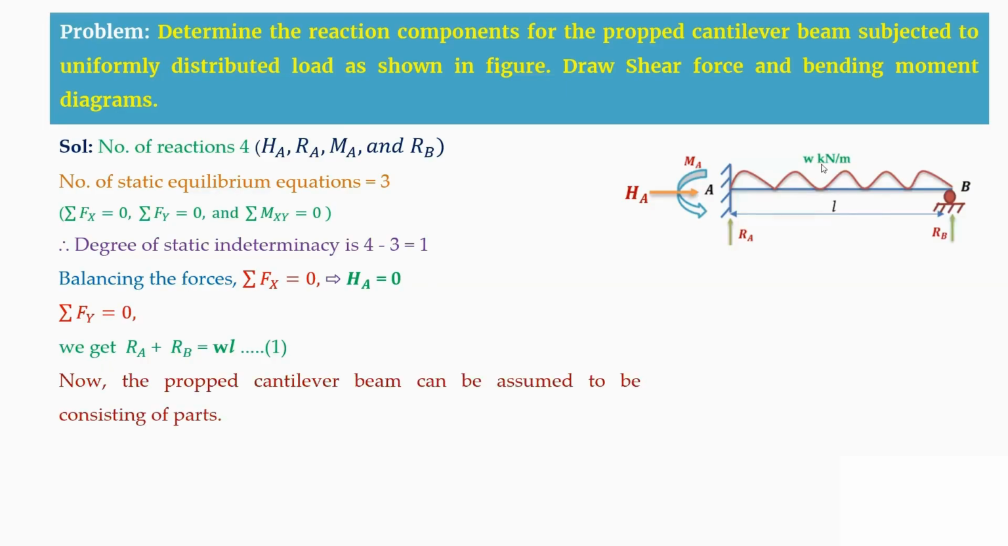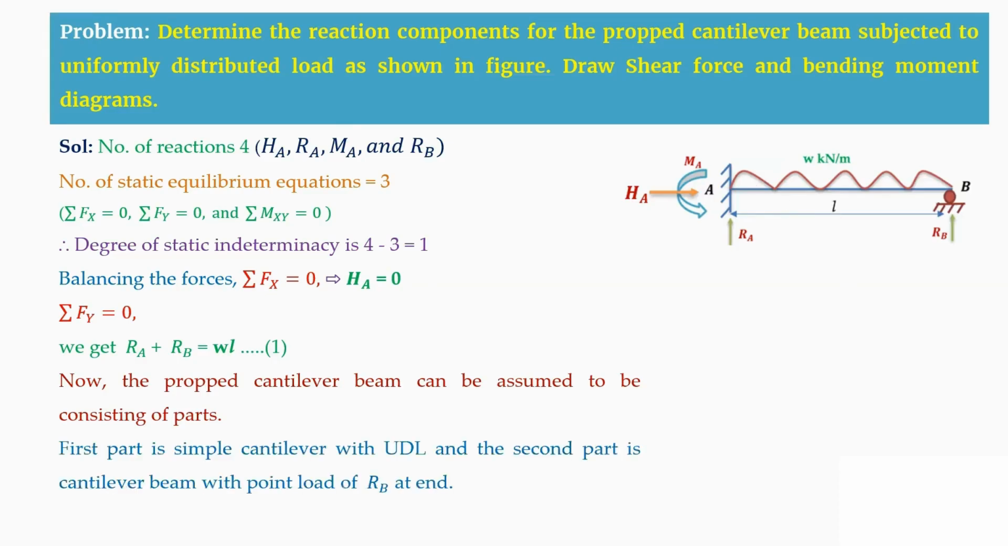Next, as we know that this propped cantilever beam is indeterminate to degree 1, we can't solve this problem directly. So by using the principle of superposition, I am going to divide this entire propped cantilever beam into 2 parts. The first part will be a simple cantilever beam with a UDL, and the second part will be a cantilever beam with a point load at the end, that is, at end B.